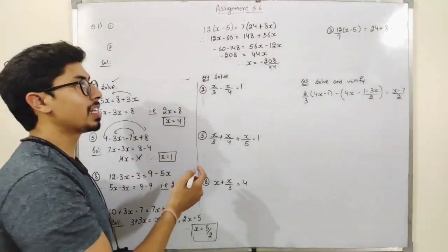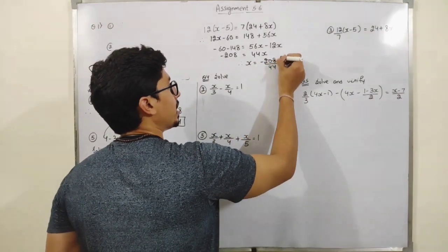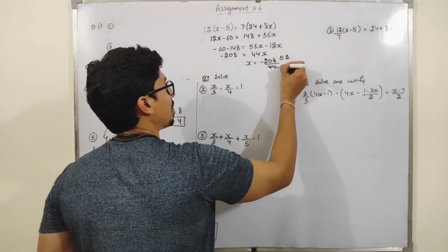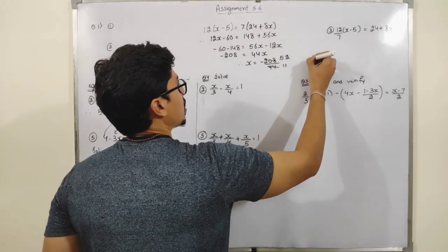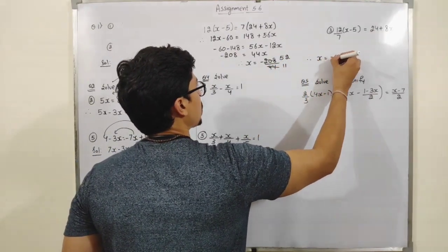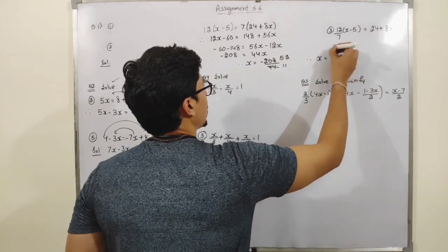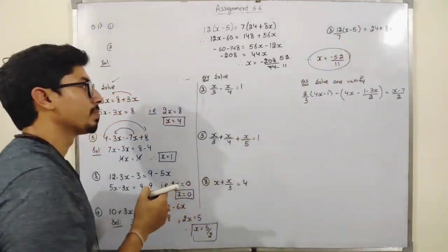Now you can just cancel them out by 4. 4 5s are 20, 4 2s are 8, 4 11s are 44. Therefore, the value of x is minus 52 by 11. This is my required answer.